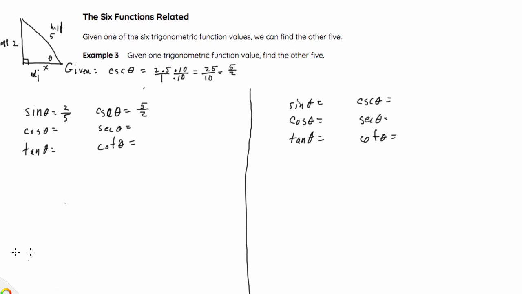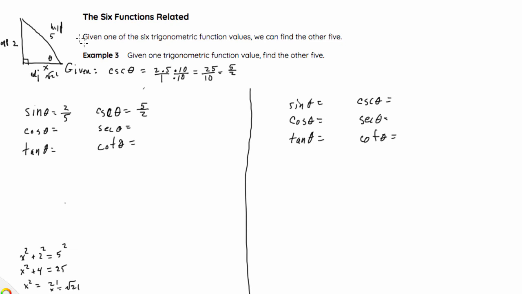Now be careful when you're making these calculations. I'm going to do that down here. So we have x squared plus 2 squared is equal to 5 squared. So we have that x squared plus 4 is equal to 25. And that gives us that x squared is equal to 21. And then x is going to be the square root of 21. Okay, so this side is square root of 21. And then we're ready to go with everything else.